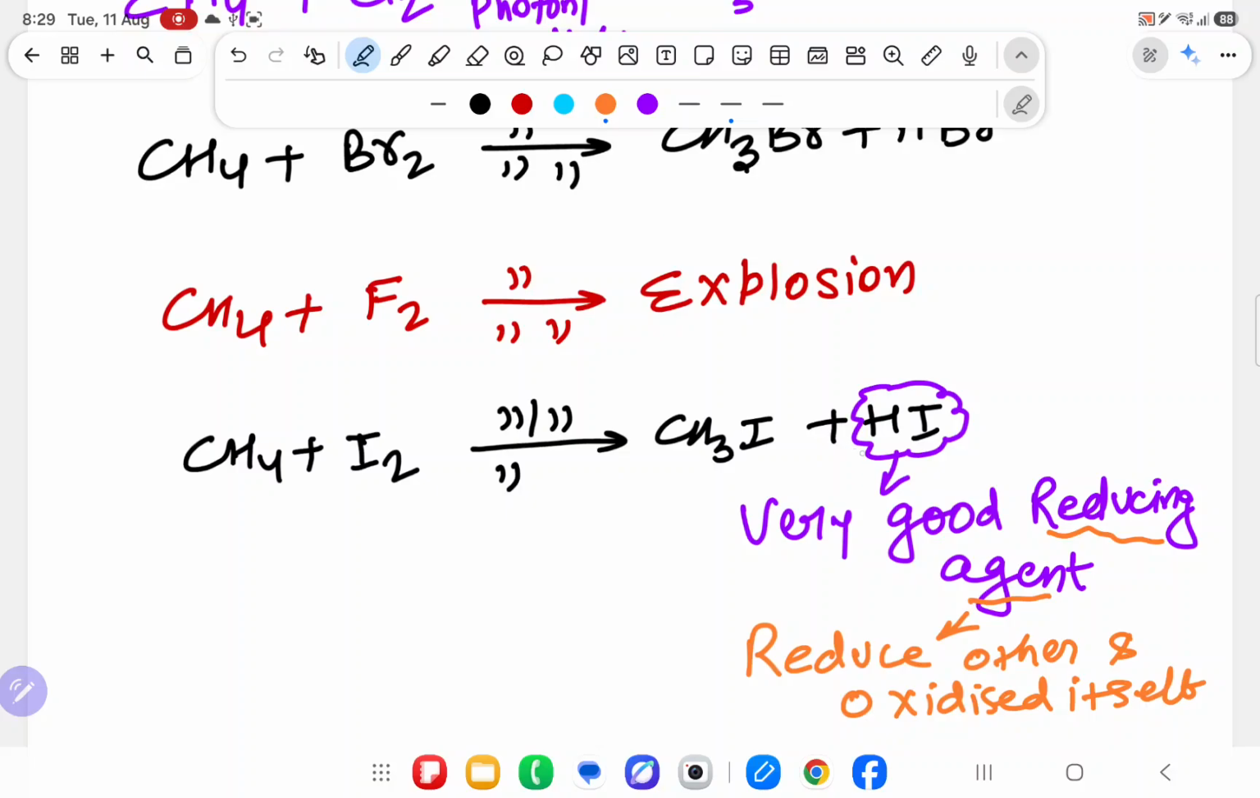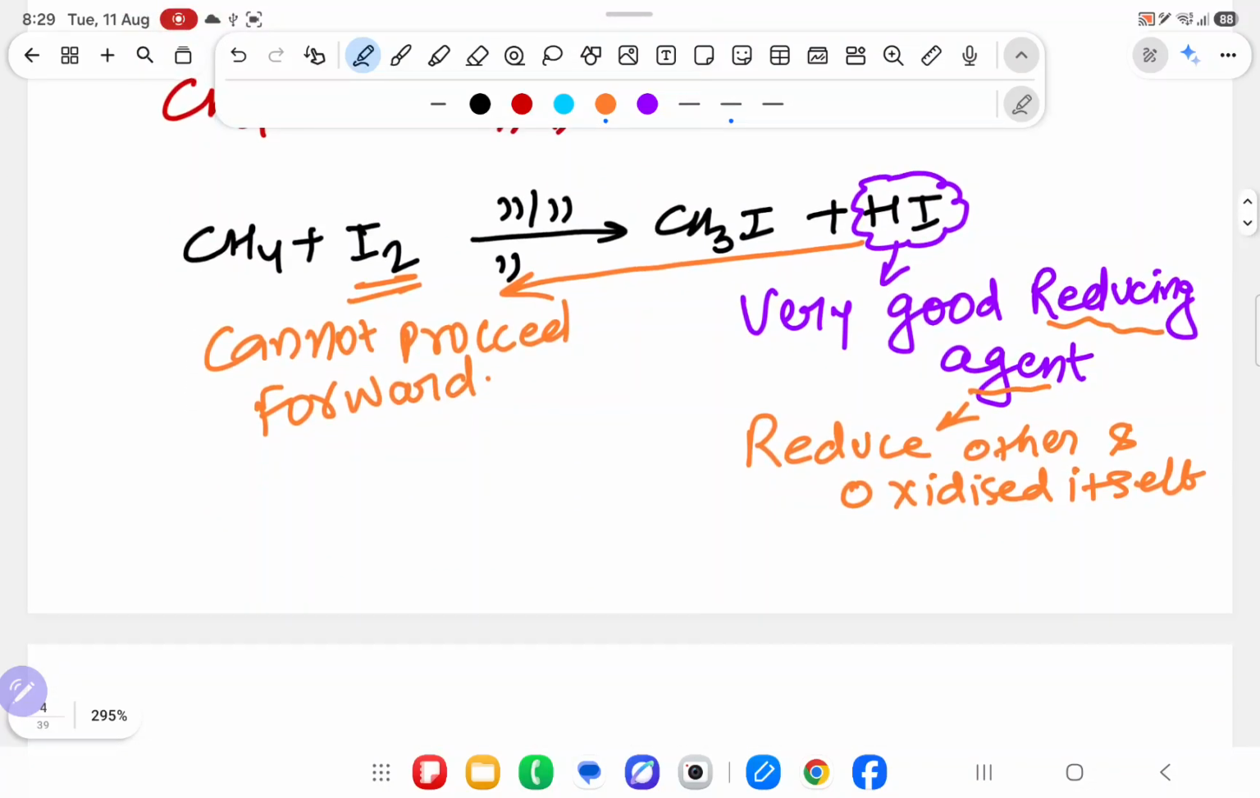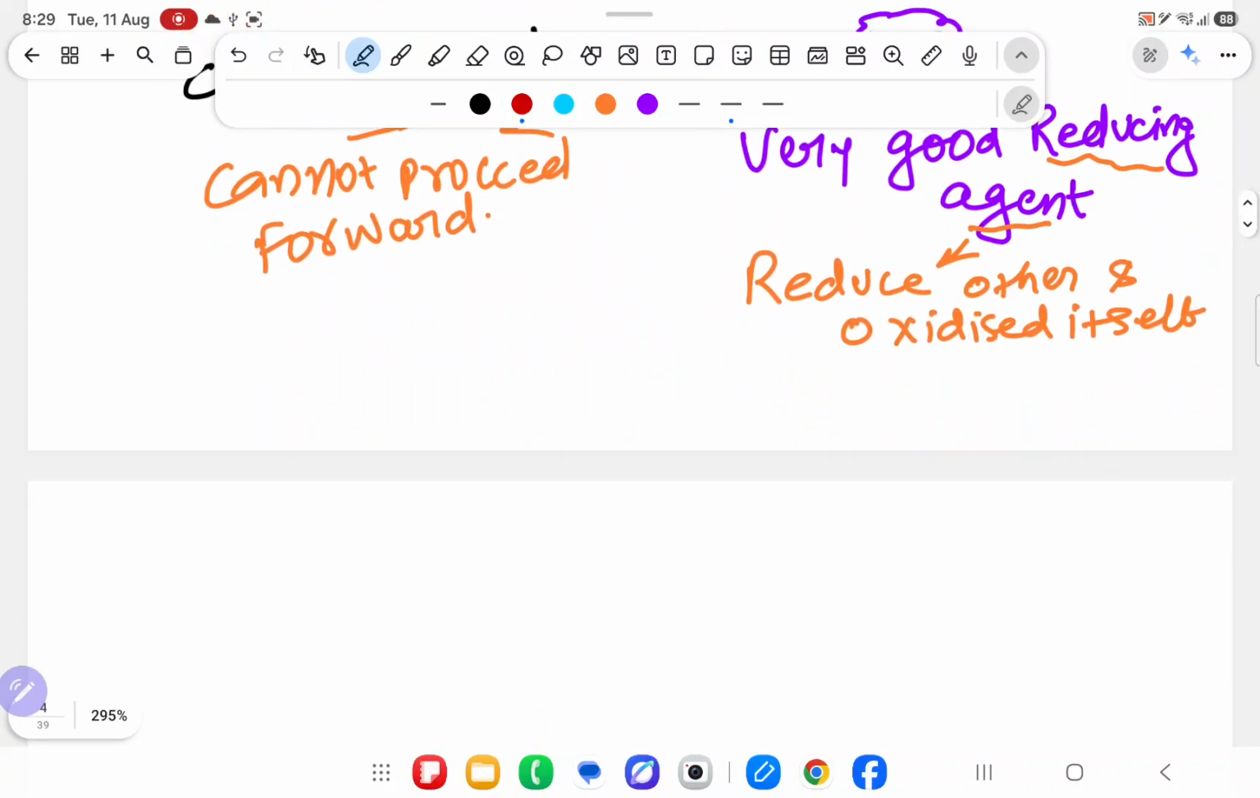So what will it do? It wants to reverse the reaction. So I will get I2 again, I will remove the hydrogen from myself and I will reduce it. It means the problem is that this reaction can't proceed forward. This reaction cannot go forward. So we are not able to produce CH3I. So what will I do over here?